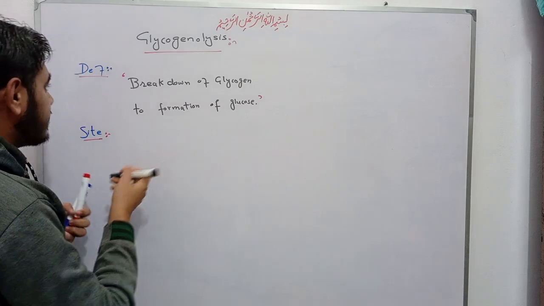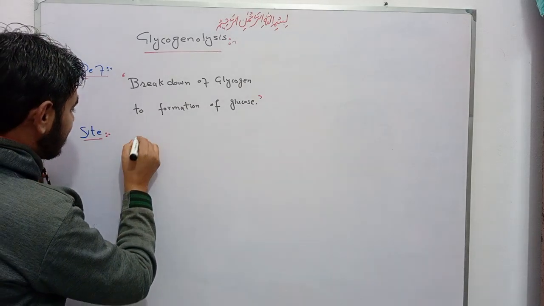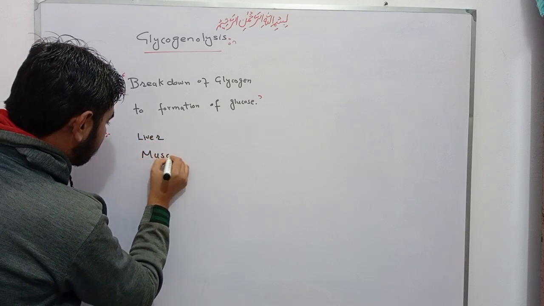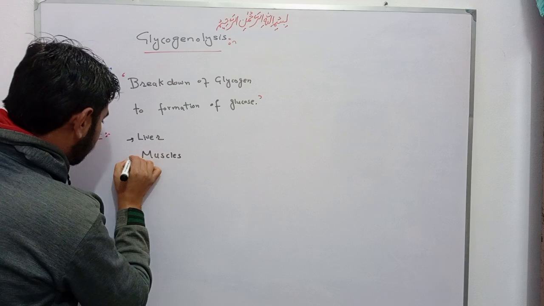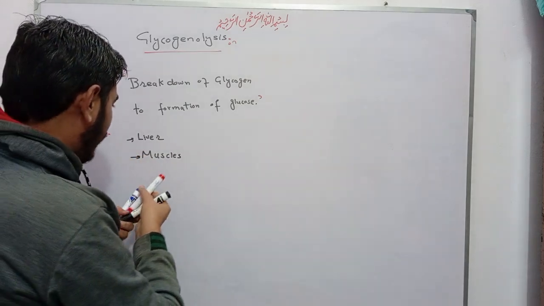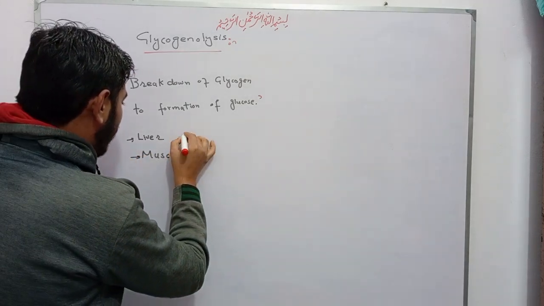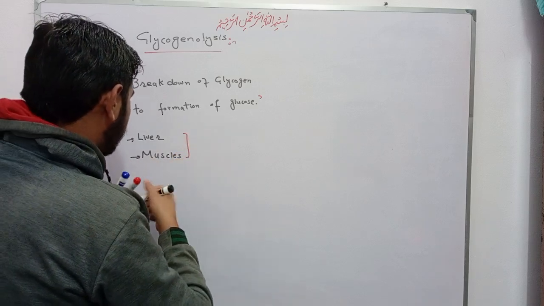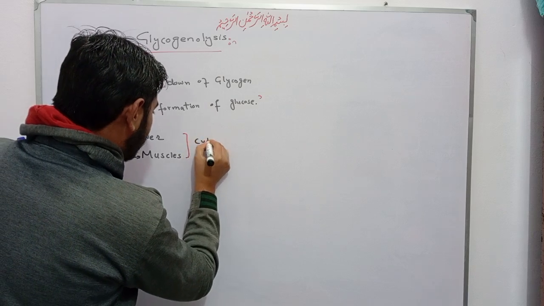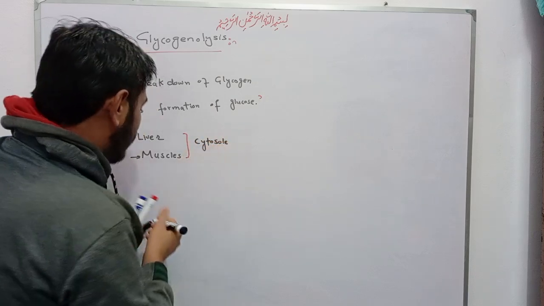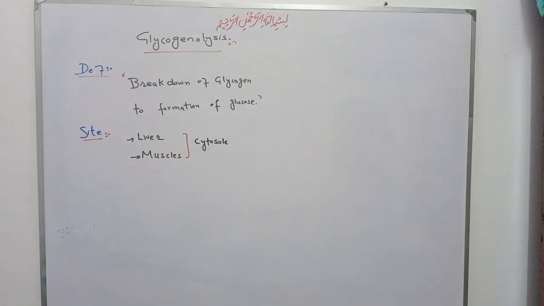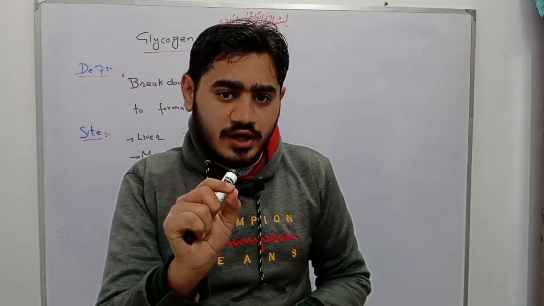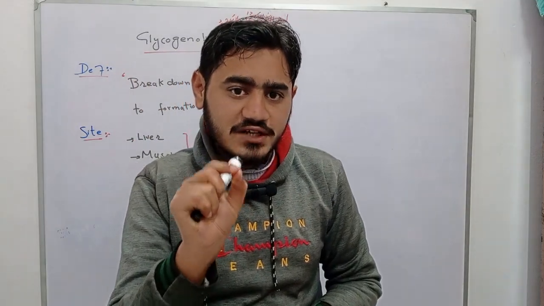The glycogenolysis process takes place in the liver and muscles, and the important organelle required is the cytosol. Now friends, this glycogenolysis process occurs in fasting condition.